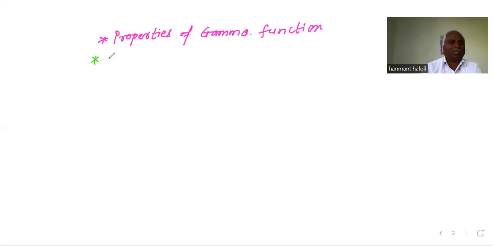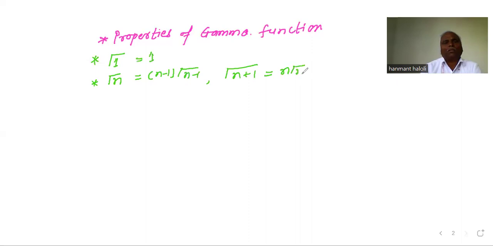The first important formula is gamma 1. If you replace n by 1 in the integral, we get the value gamma 1 equal to 1. Second, gamma n plus 1 can be written as n into gamma n. That is the formula.